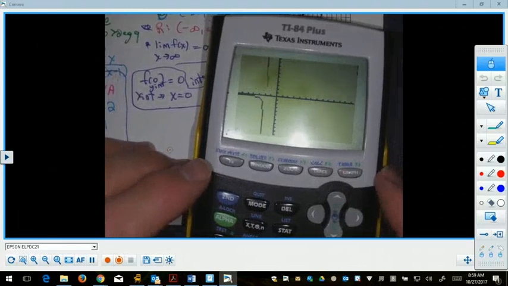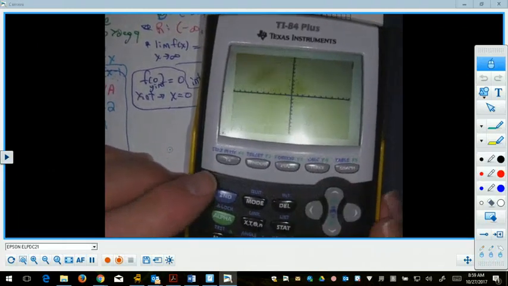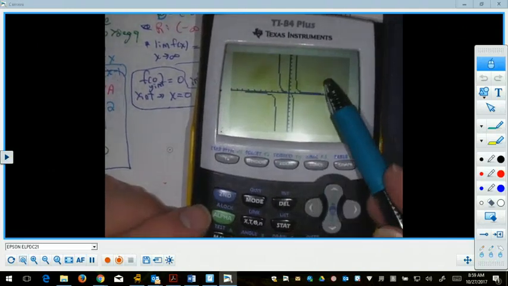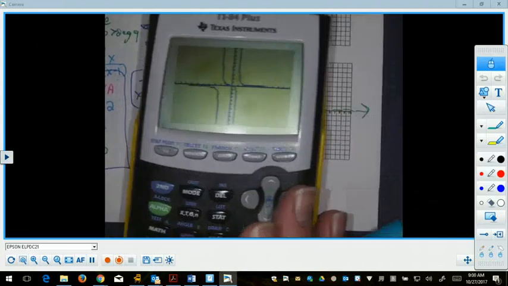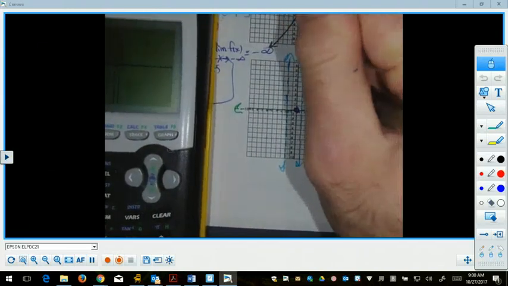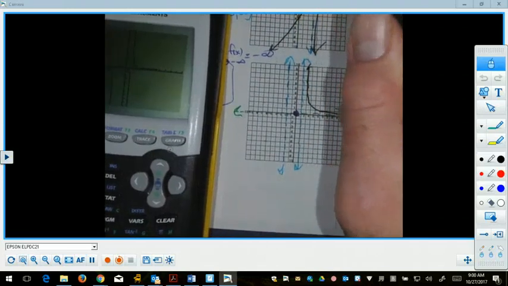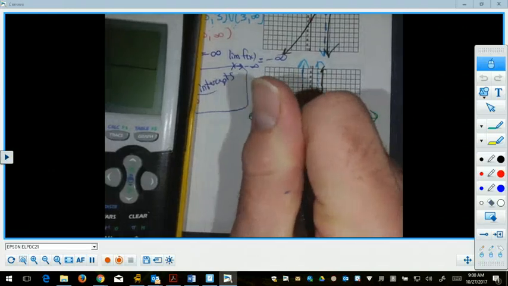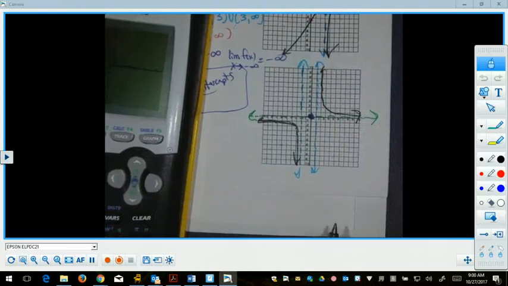And we hit graph, and I'm going to zoom standard. And sure enough, it's down here and up here, and it's approaching 0 and approaching this vertical asymptote. So on my graph, that's what I'm going to show, that here it's approaching the vertical asymptote, and then down here it's approaching the horizontal asymptote. On this side, going left, it's approaching the horizontal asymptote. Going right, it's approaching our vertical asymptote.